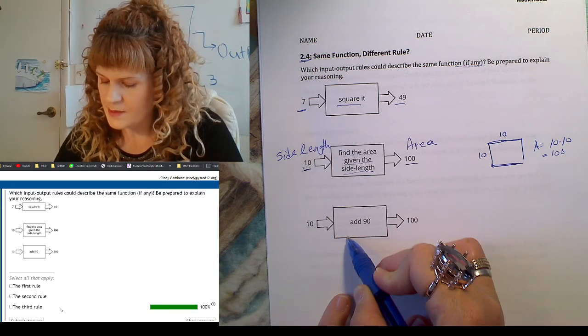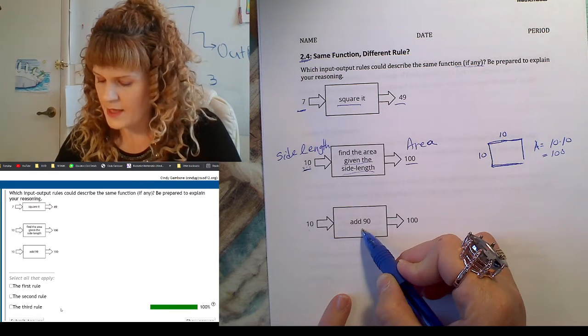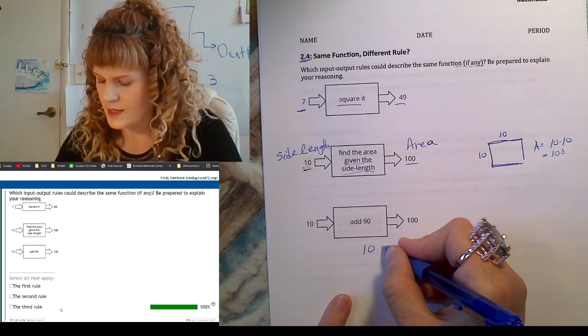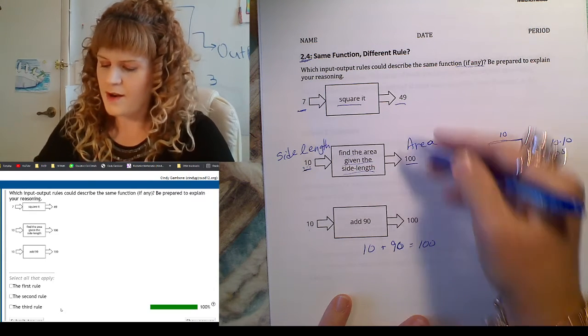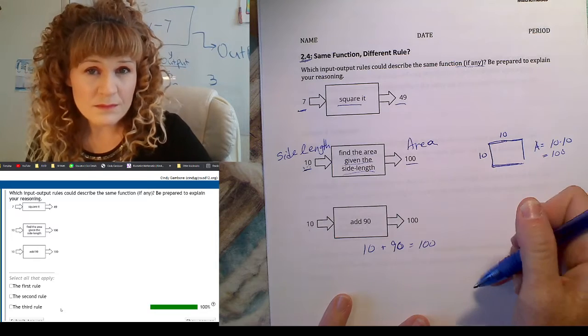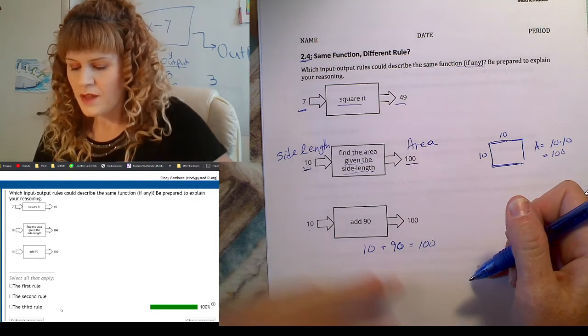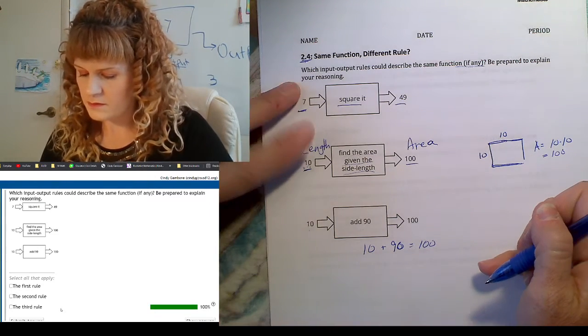And then the last one, 10 is the input. Add 90 and you get 100. 10 plus 90 equals 100. Okay, are any of these the same? These two look the same to me.